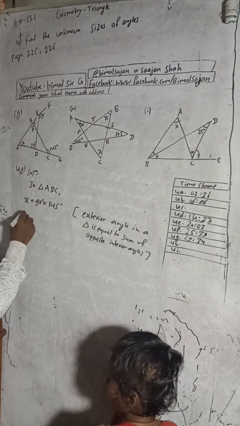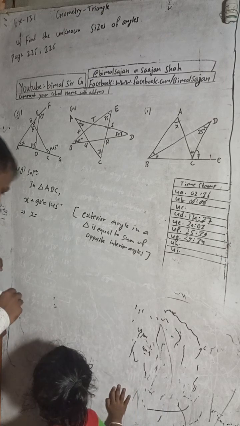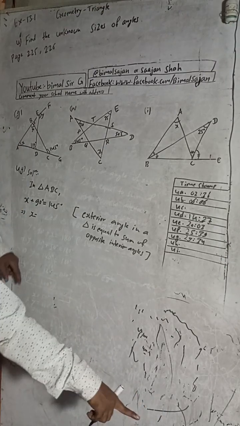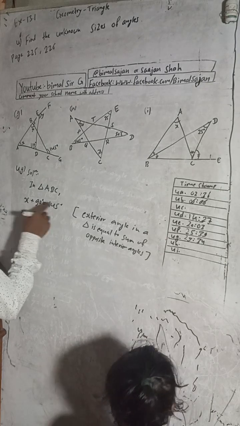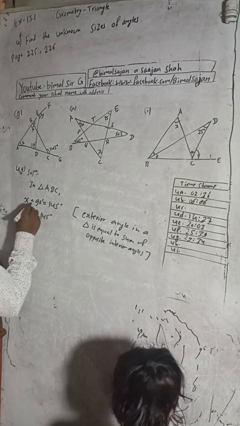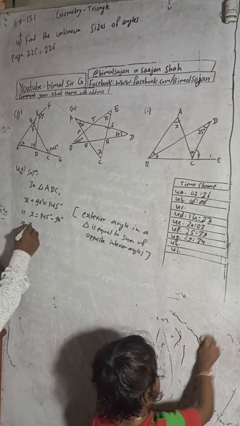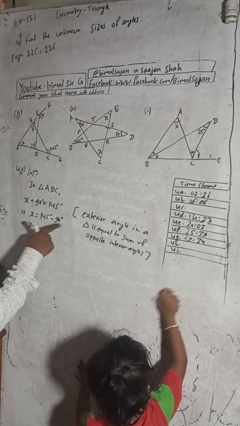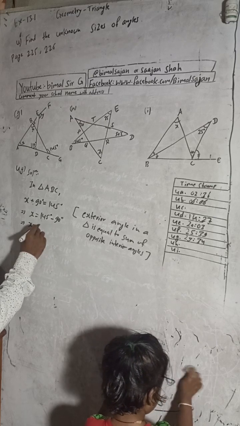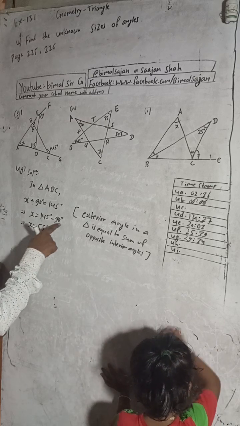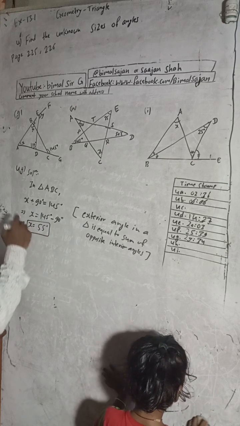Now when you solve this part, x is equal to what? x is equal to 145 degree, and this plus 90 goes to the other side, so it will be minus 90 degree. So x is equal to 145 minus 90. So this will be how much? 55 degree. x is equal to 55 degree.